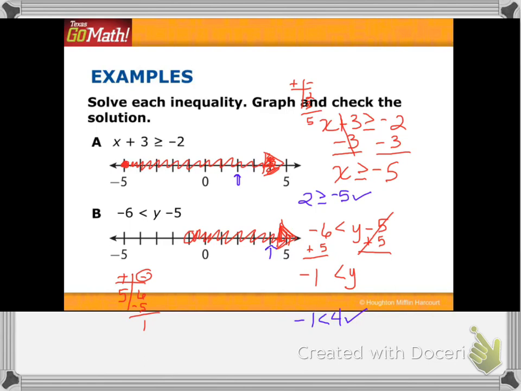Okay, guys, today's work. You're solving the inequalities. You are graphing them. And you are doing a check. All 12 problems today need to have the check performed on them.